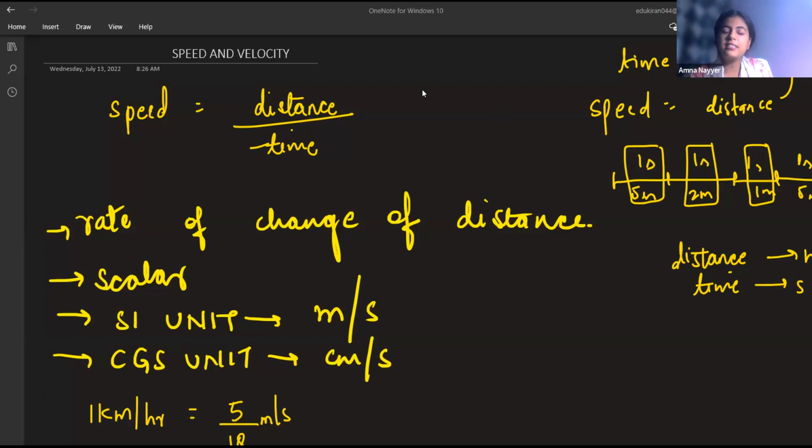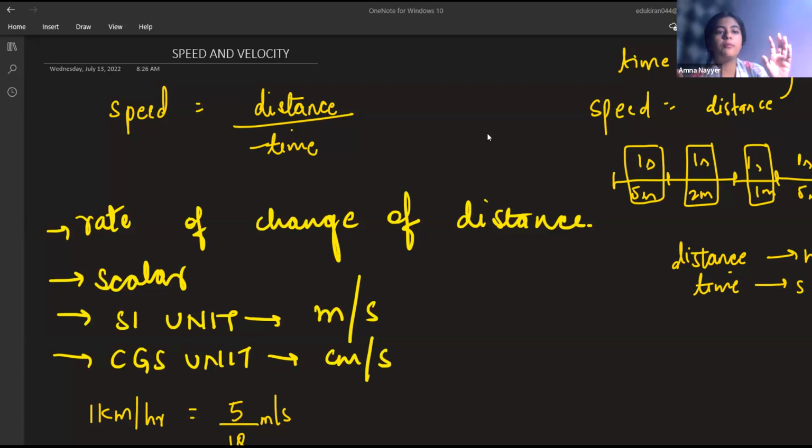In the last class, we had started with speed and velocity. Let me just quickly revise with you. Speed is the rate of change of distance, meaning distance divided by time, right? And velocity is the rate of change of displacement, meaning displacement divided by time. Then types of speed and velocity: you categorize them into two categories, uniform and non-uniform.